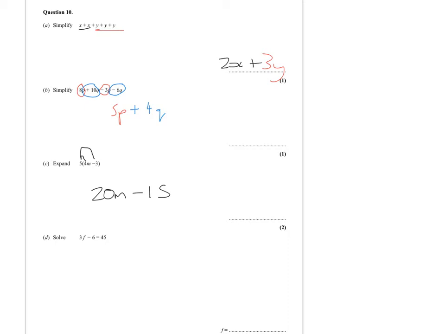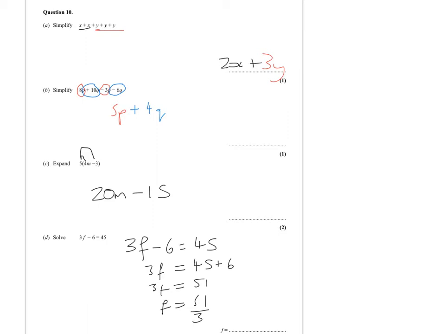Finally, we're asked to solve 3f minus 6 equals 45. So I'm going to rewrite the equation and then take the 6 to the other side of the equation, which will leave us with 3f equals 45 plus 6. So 3f is 51. Remember, we're doing the inverse operations. And we've got 3 times f, so to get a single f, we'll have to do 51 divided by 3.